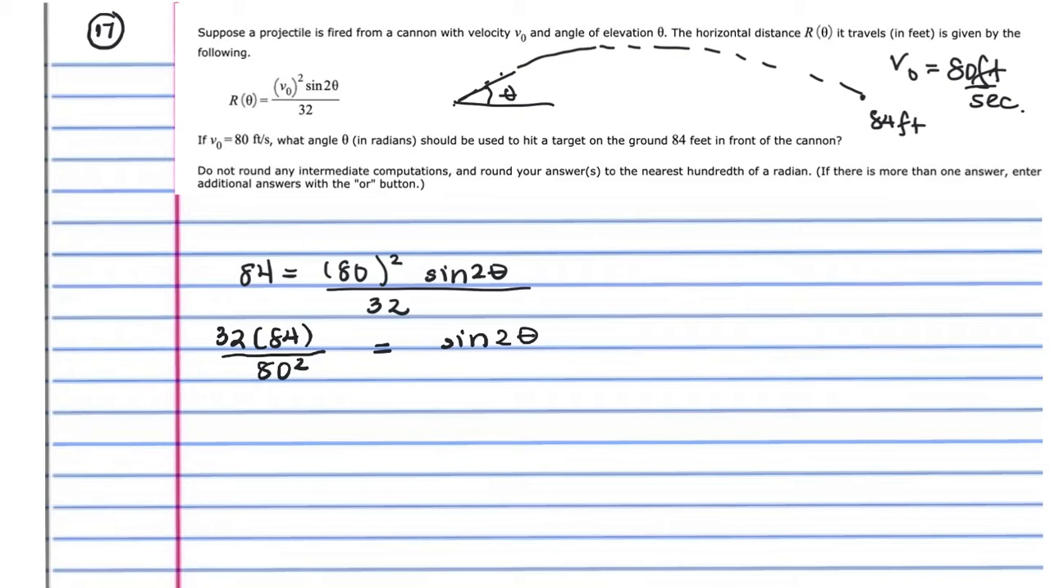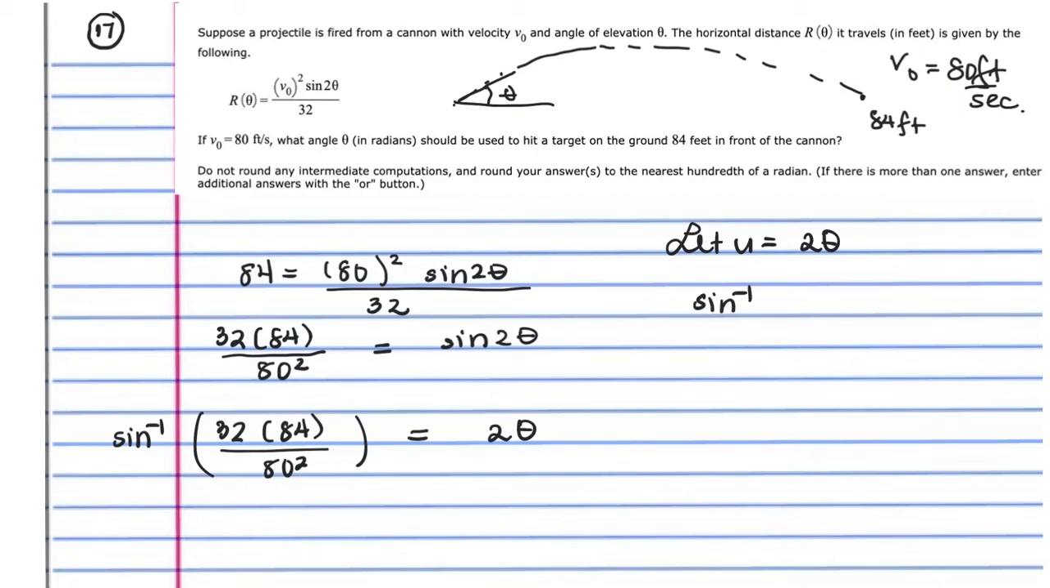So we're going to take the inverse sine to solve for 2 theta. We have the sine inverse of 32 times 84 over 80 squared, and that's going to give me 2 theta. I'm going to let u equal 2 theta. Then the sine inverse of 32 times 84 all over 80 squared is going to equal u. And it turns out there are 2 places where the sine is going to be positive.